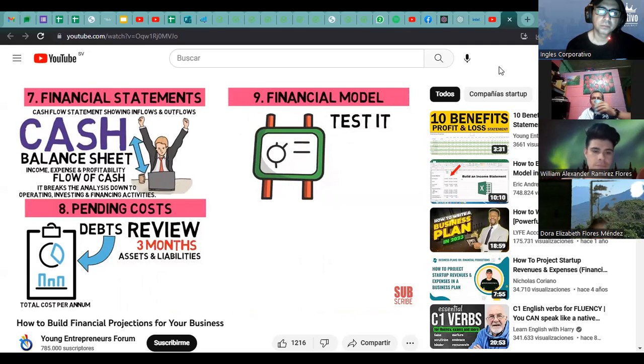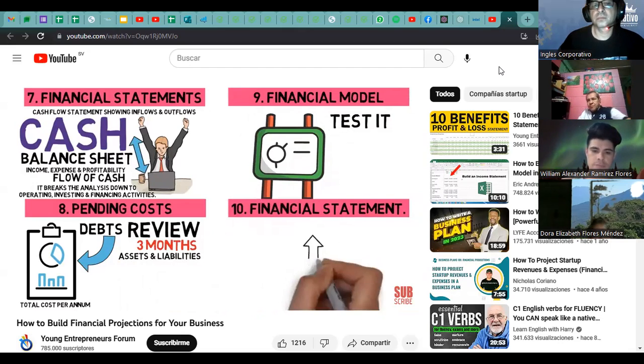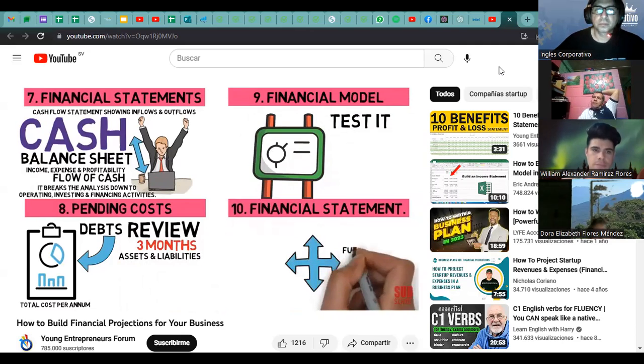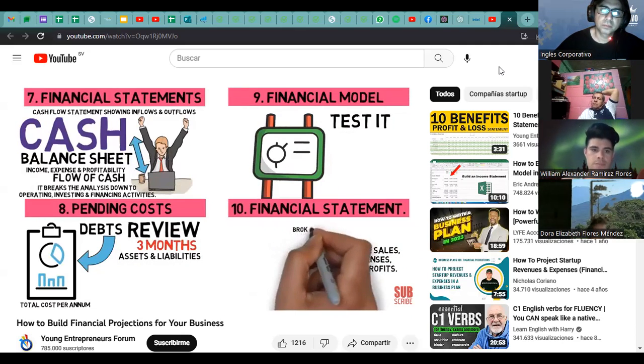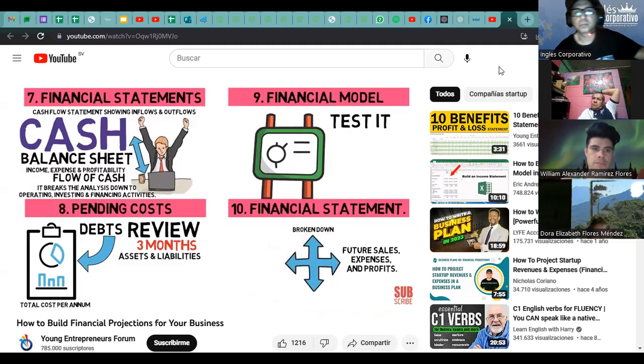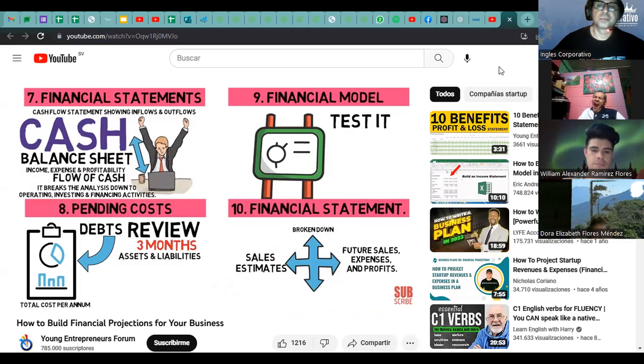And number 10. Projected financial statement. The pro forma financial statements will include estimated future sales, expenses, and profits. These items need to be broken down in order to be meaningful. The sales estimates should state which salesperson, which department, or which region will generate the sales. The estimated expenses must be broken down into general and administrative, operating expenses, depreciation, and taxes.